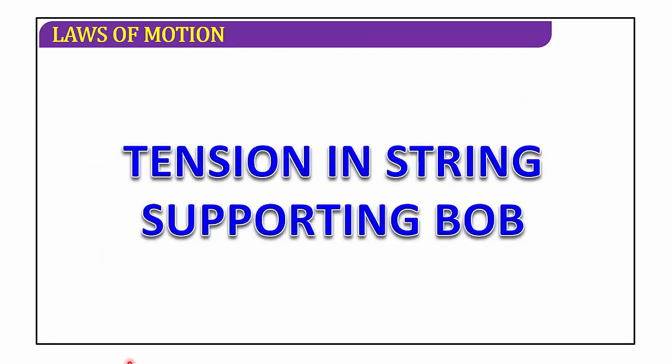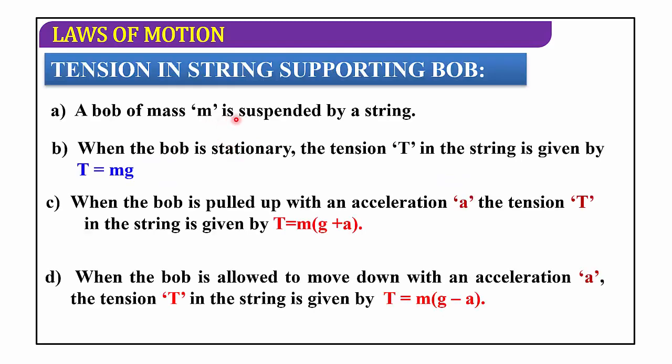Now we go for tension in a string supporting a bob. If a bob of mass m is suspended by a string, the bob is connected. If you have done the simple pendulum experiment, you can remember. When the bob is stationary, tension T in the string is given by the equation T equals mg. Then third point: when the bob is pulled up with acceleration a, the tension in the string, when it is moving up, is m into (g plus a).